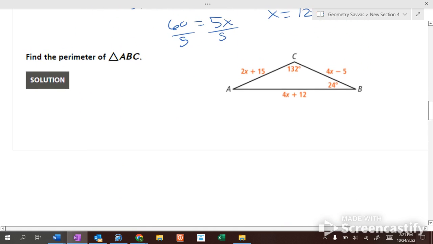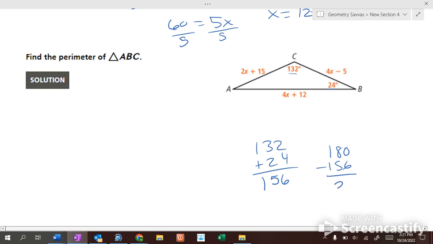It says find the perimeter of this. This is 132. This is 24. What's left for this angle? Well, what's 132 plus 24? 156. What's 180 minus 156? 24. What type of a triangle do I have? Isosceles. This and this are going to be congruent.